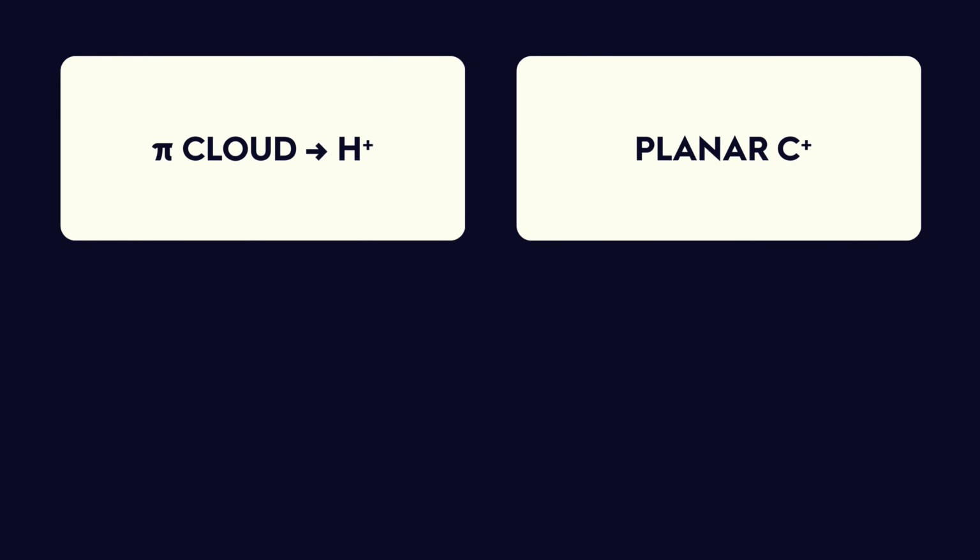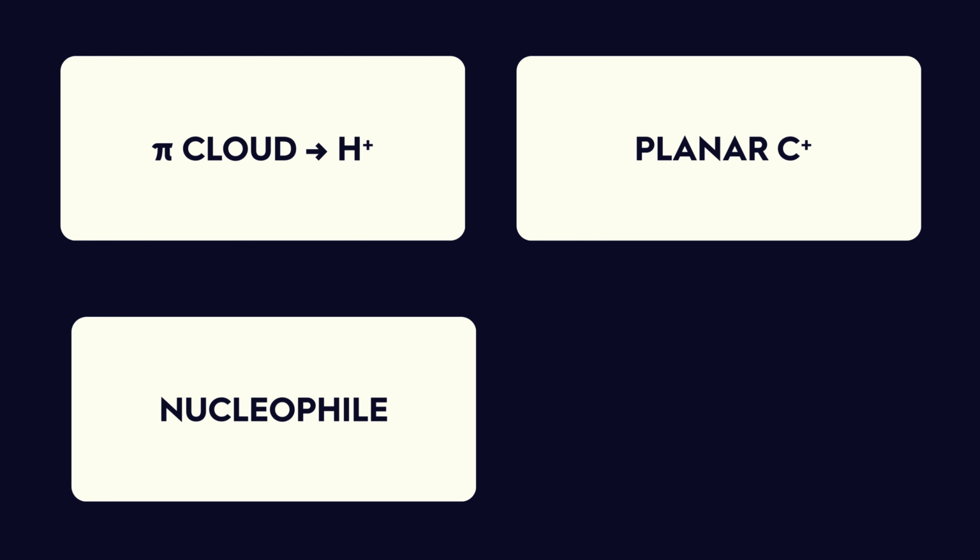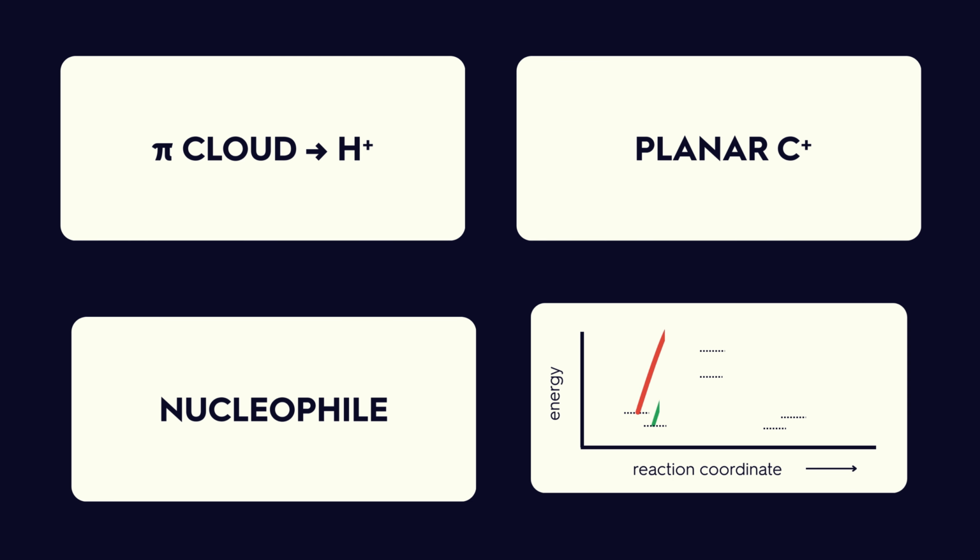To summarize everything, the pi bond donates to hydrogen to give a planar, positively charged carbon, then the nucleophile adds. The first step sets regiochemistry and is often the rate-limiting hill. The second is smaller. The same template explains hydrogen bromide addition and acid-catalyzed hydration.